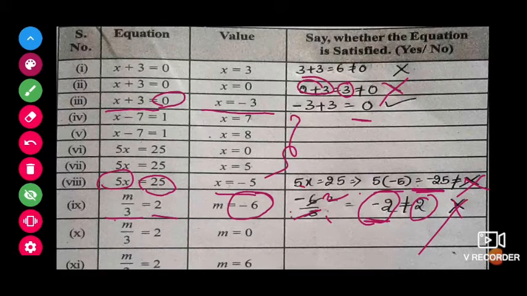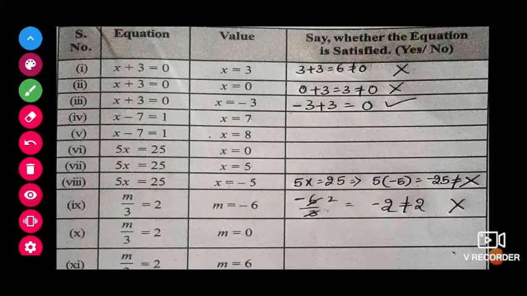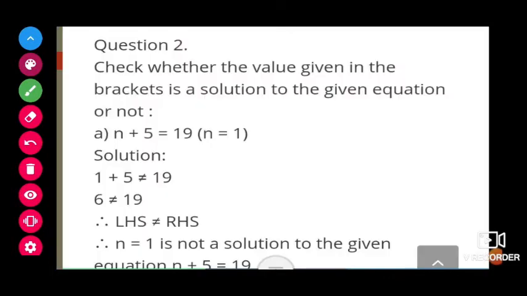In the same way, remaining all you check from your side, children. Next sum. Check whether the value given in the brackets is a solution to the given equation or not. First one, n plus 5 is equal to 19.